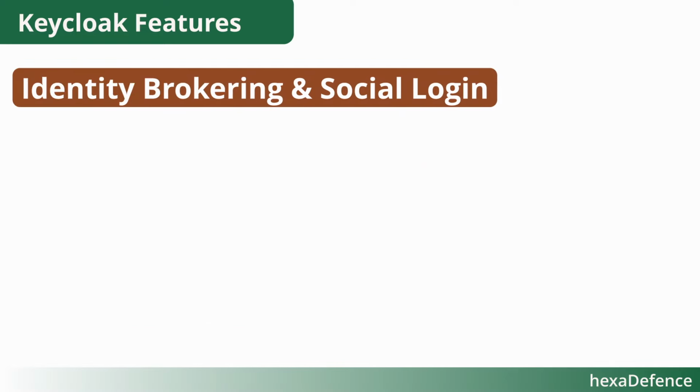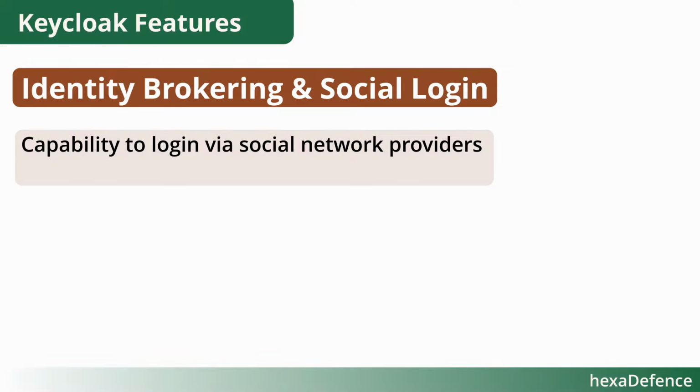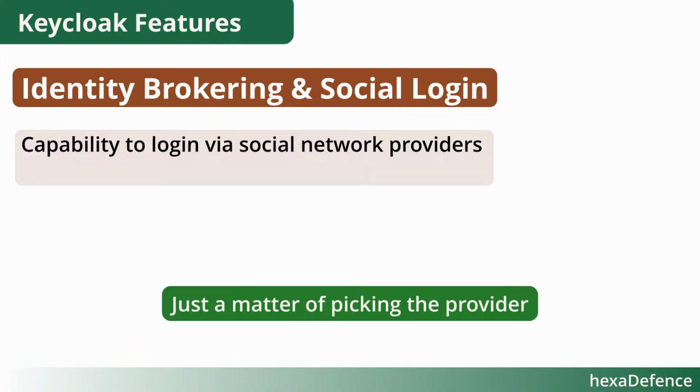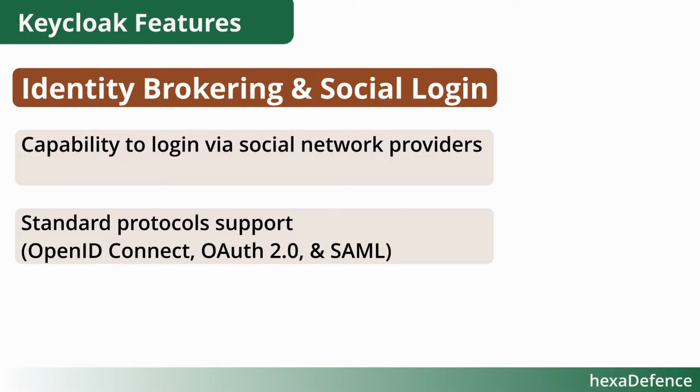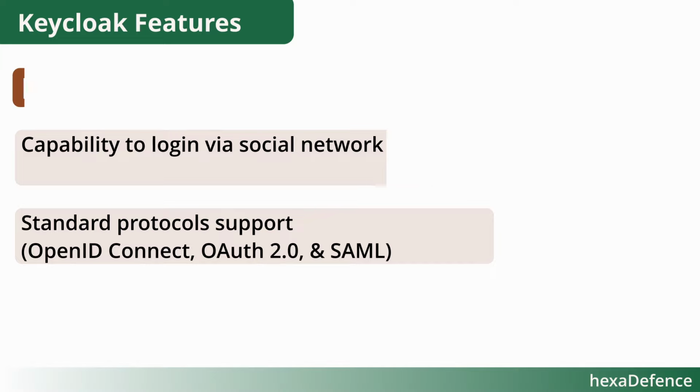The next one is identity brokering and social login. Once social networks are enabled, users can log into your application via any of the social networks they prefer. That can be Google or GitHub, Facebook or LinkedIn, and there are so many social networks allowed by Keycloak. It is just a matter of selecting the social network you want to add. In addition to social logins, Keycloak can authenticate users with existing identity providers. Again, this is also just a matter of configuring the identity provider in the Keycloak admin console.